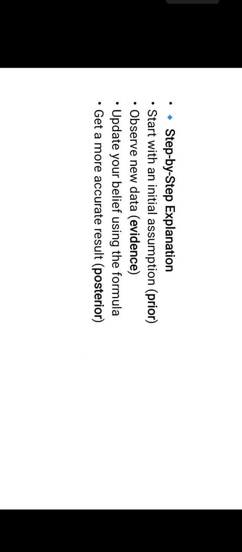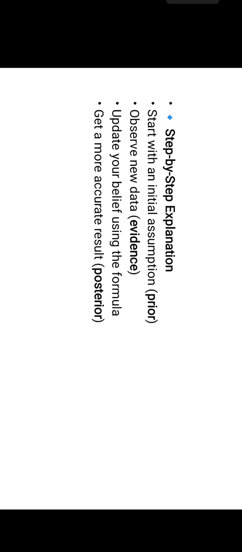Next is observe new data, that is we have to look at the new upcoming data, that can be P of B given A. Update your belief using the data. Slowly update your data using the new data given and then get a more accurate result, that is posterior. And here the posterior is P of A given B. That is what the Bayes theorem denotes.